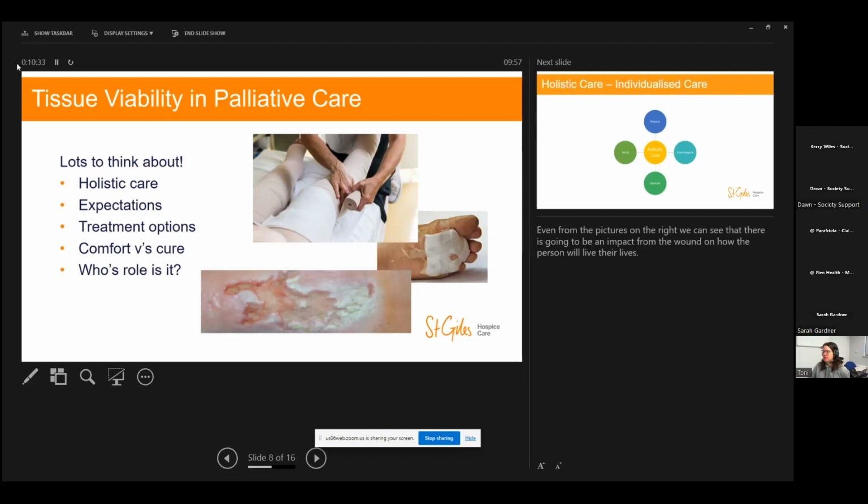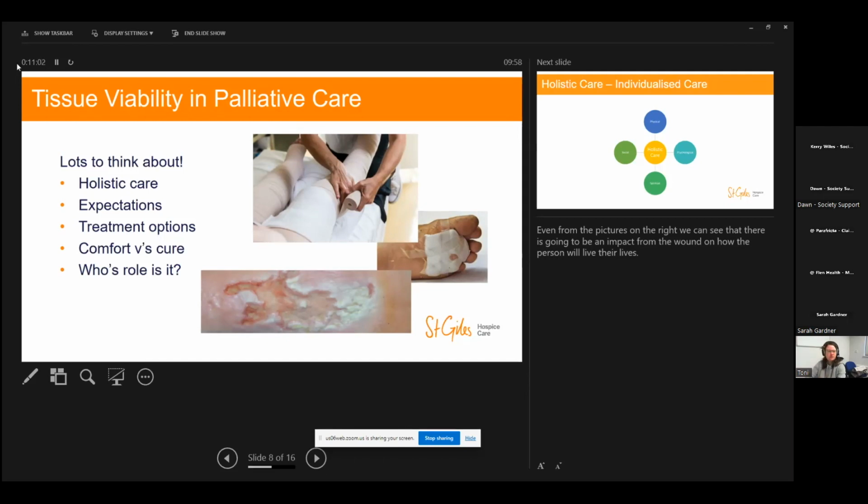And then whose role is it? We all have a role to play, and actually we could all be playing a role, even your psychotherapist, your physio, your OT. That comes back to that multidisciplinary way of working, and the fact that it might not just be the nurse or the district nurse or the tissue viability nurse, but actually it might need a holistic and multidisciplinary viewpoint.